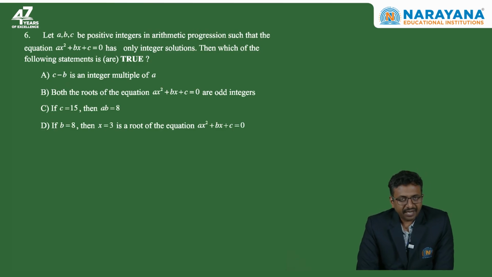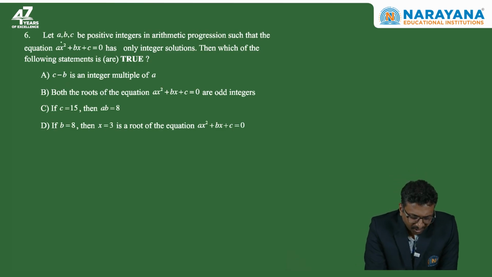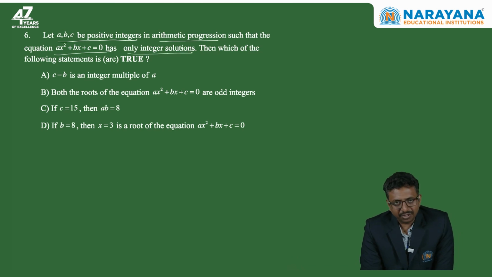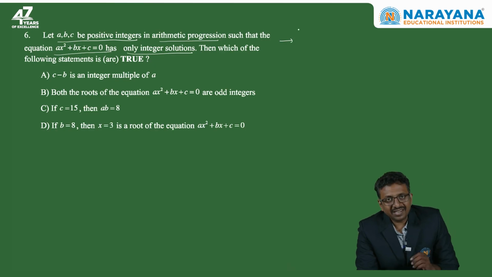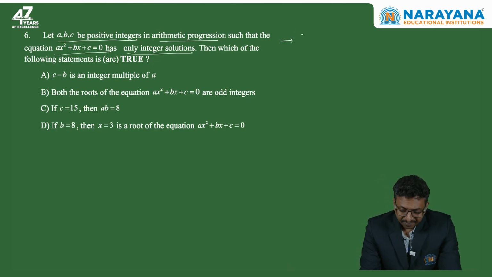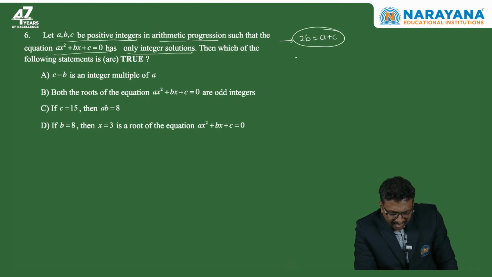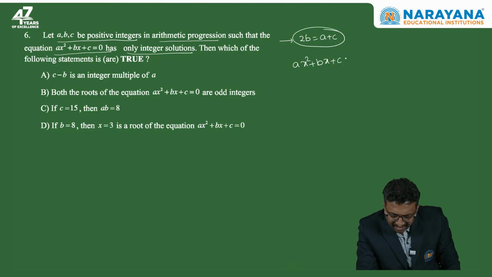This is a question on Diophantine equations. A, B, C are positive integers in arithmetic progression such that ax square plus bx plus c equal to 0 has only integer solutions. Then which of the following is true? So what is the information given? A, B, C are integers, that's the first information, positive integers. And they are in AP, so 2b is equal to a plus c is one condition connecting A, B, C. And ax square plus bx plus c equal to 0 has only integer solutions.